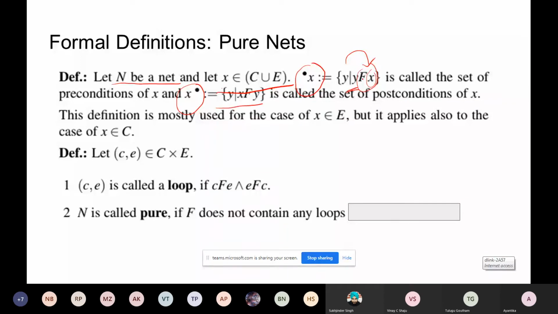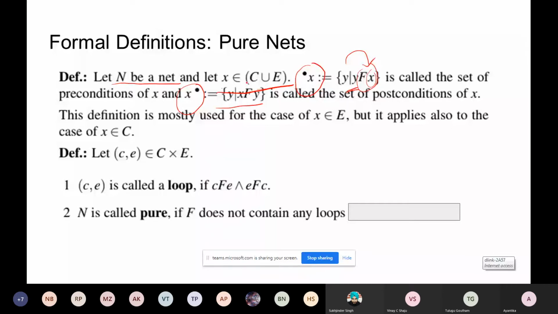So this is called the set of post conditions, y given xFy. Y is a particular post condition, and x is your condition, an element from C union E, that is, the condition union event set. And F is coming from the flow relation. That is, you are satisfying some flow relation based on some given conditions and events.